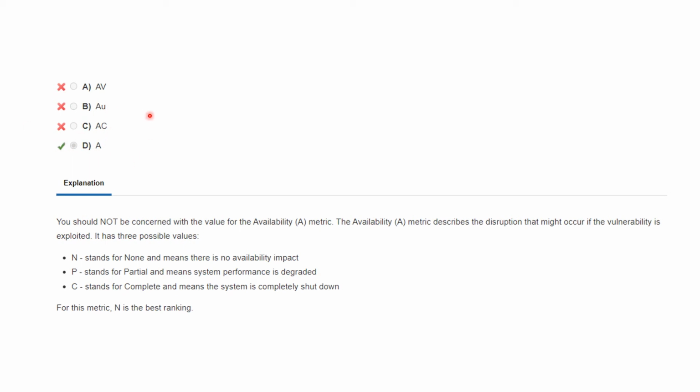If you look at these questions, basically all the other metrics are ones you should be concerned about, because as we saw, the attack vector was network. The authentication is none, which basically means that an attacker can enter a system without authentication, and the access complexity, I believe, was low as well. But anyway, the only one that was not of concern on this question was the availability metric.